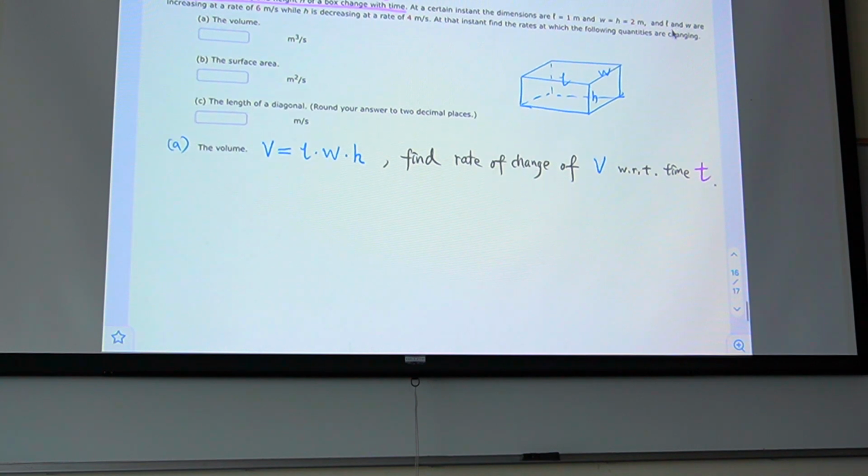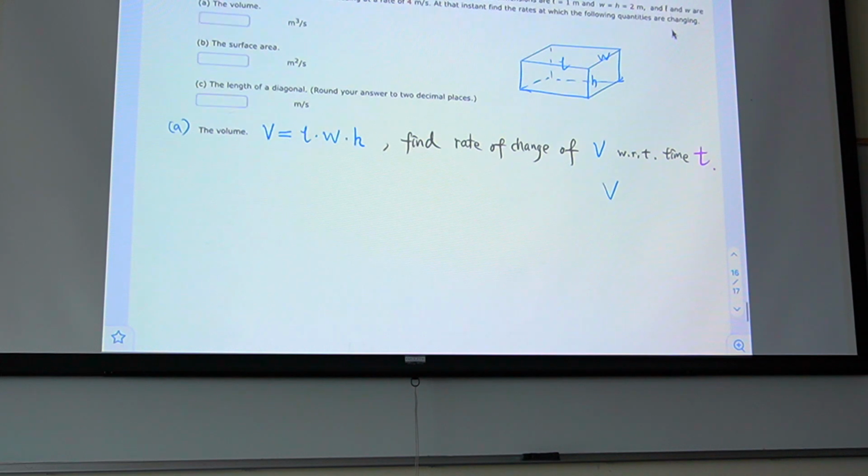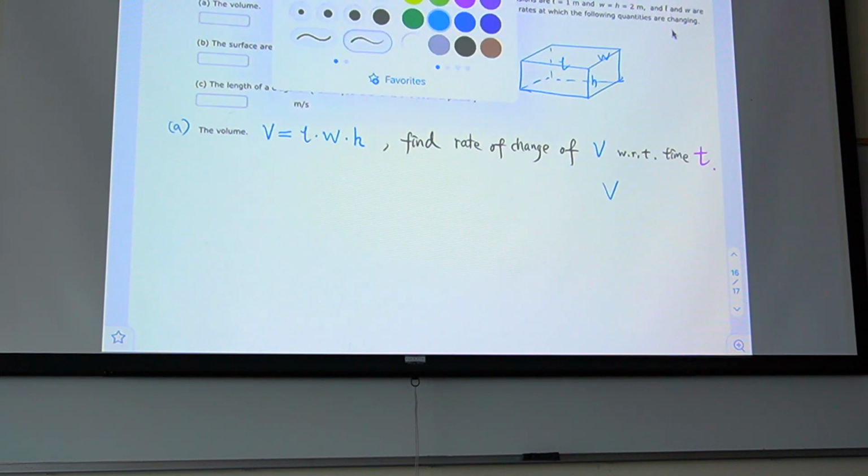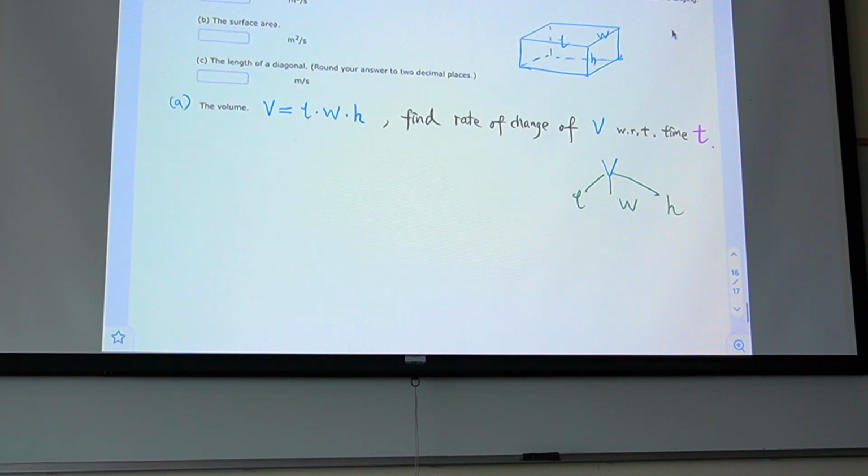Now let's try to draw the tree diagram here. What do we have over here? We have the volume on top, and the volume is in terms of L, W, and H. And what about these? They are functions of T. Now I'm trying to find the rate of change of this with respect to T, so we can just go down the path.